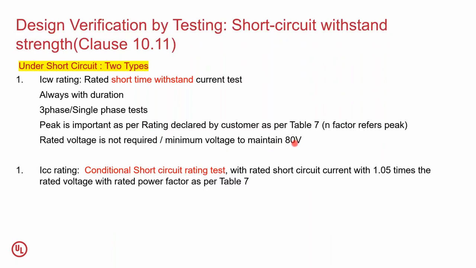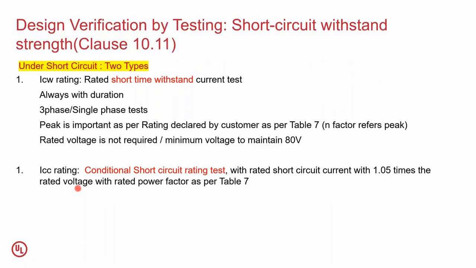Above, I said minimum 80 volts is also okay. There, only current and the peak are important, but in the conditional short circuit test, that is ICC, you have to maintain 1.5 times the rated voltage, plus the power factor is very, very important. Again, Table 7 provides what the power factor is. Additionally, there are many conditions to meet: breaker performance after the conditional short circuit test has to be tested and verified, and we do the dielectric test after the conditional short circuit rating test.